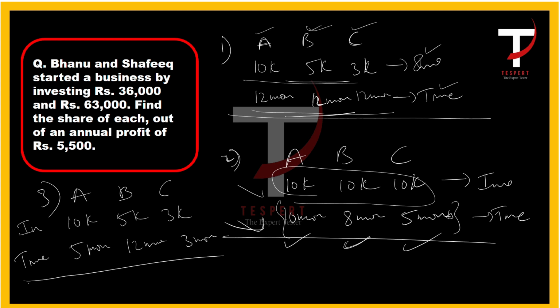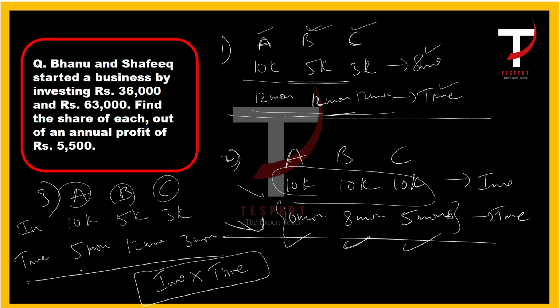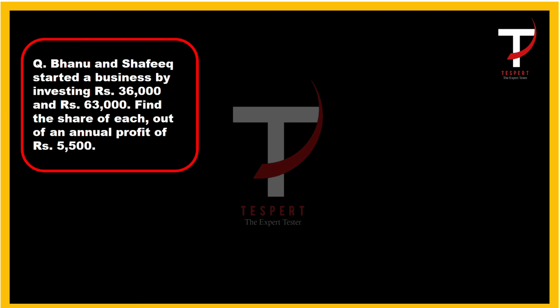Here we must consider both investment as well as time. So how can we calculate? We will consider investment into time, right? So in order to calculate the share ratio of these partners, we must calculate investment into time so that we can find out the ratio of their shares. We will apply these rules, these cases, so we will solve some problems so that you will be very clear with these concepts.